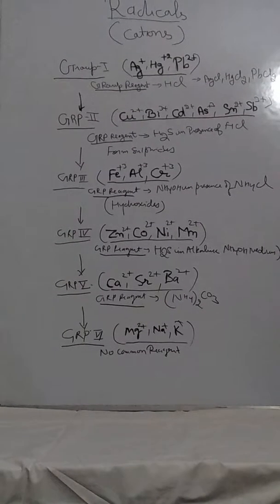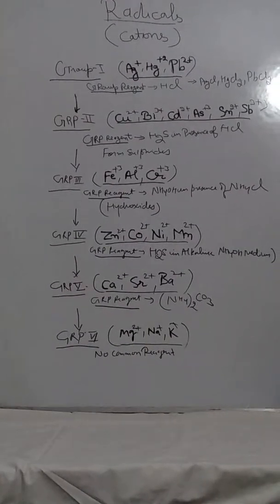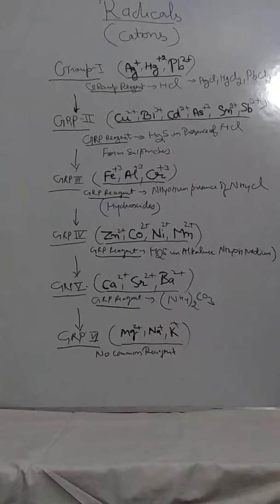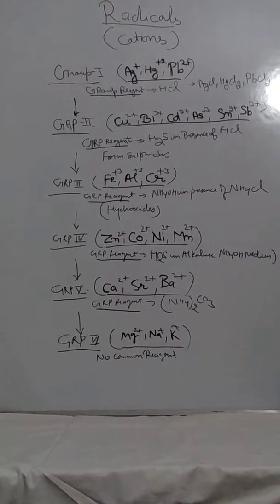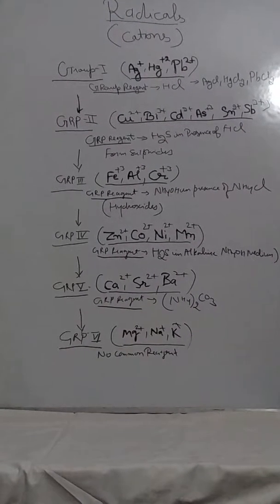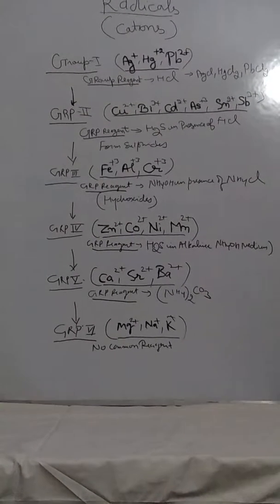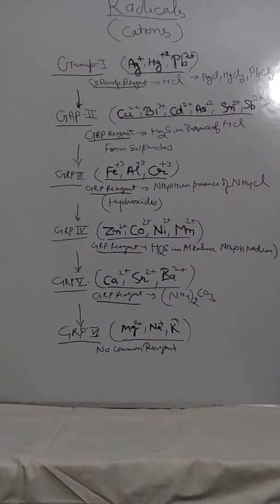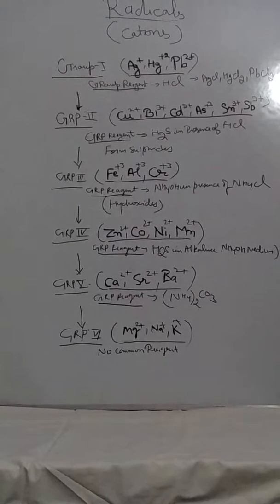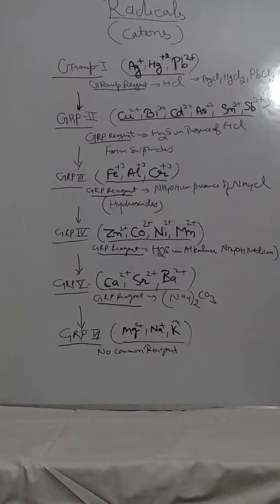After completion of this, we'll proceed to group 4th. The same we have to repeat. After filtration, keep the precipitate for the specific test, that is whether it is ferric, aluminium or chromium. With the filtrate of group 3, we have to perform the test for the presence of group 4th.